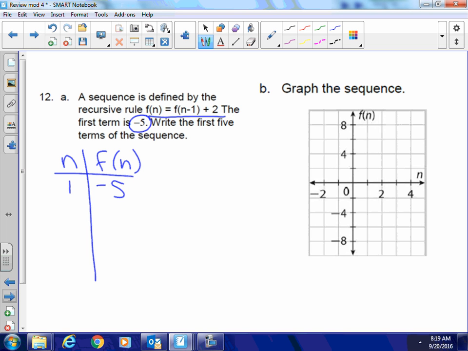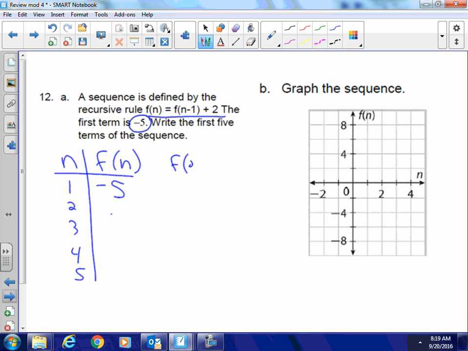And they want the first 5. So we'll do 1 through 5. 2, 3, 4, 5. With recursive rules, you always need to use the previous term to get a new term. So we're just going to plug that in. I'll write it down for the first one.